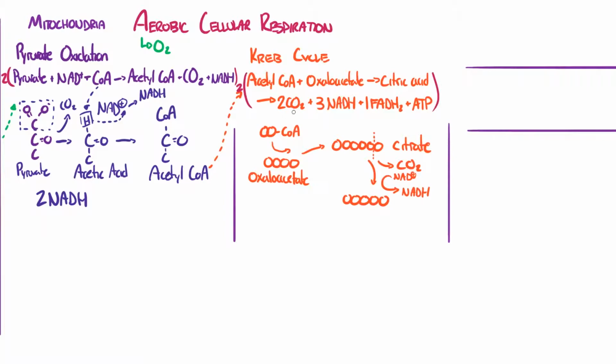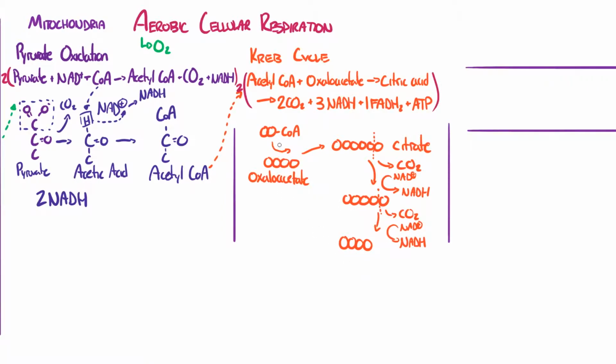We make 2 per acetyl-CoA, so if you guessed it, this 5 carbon compound is going to break down again into a 4 carbon compound. When this happens, we're going to produce CO2, and NAD plus is on standby again, so it's going to help make NADH. Great. Now we have a 4 carbon compound.